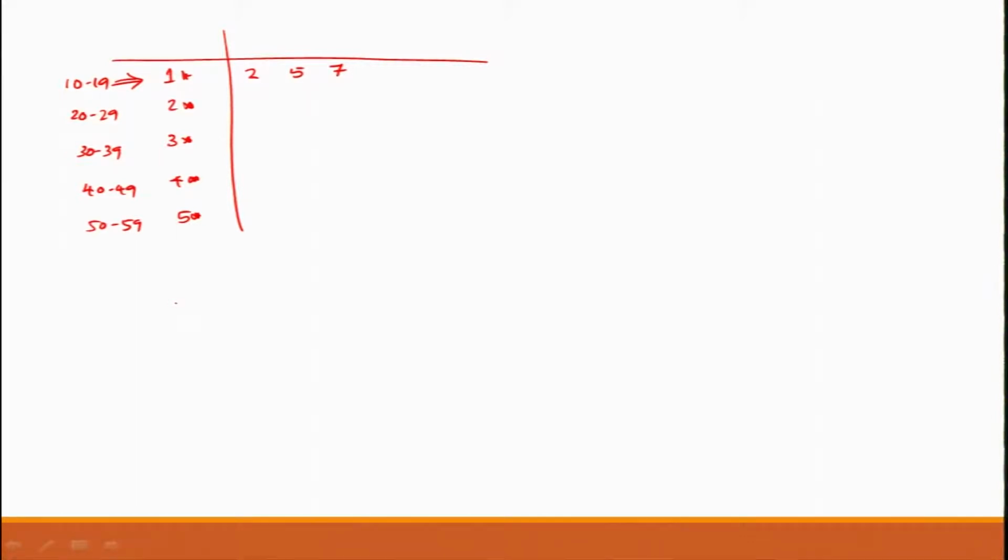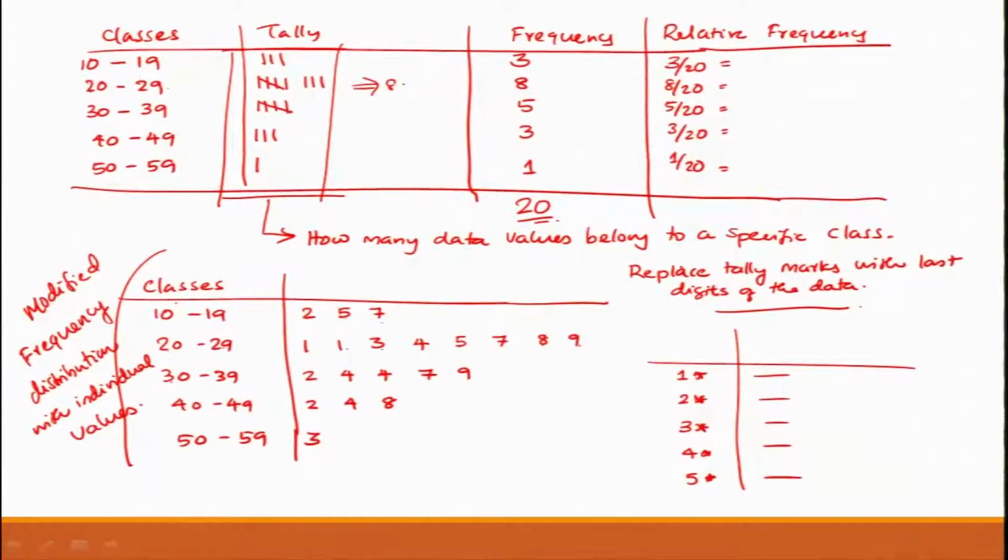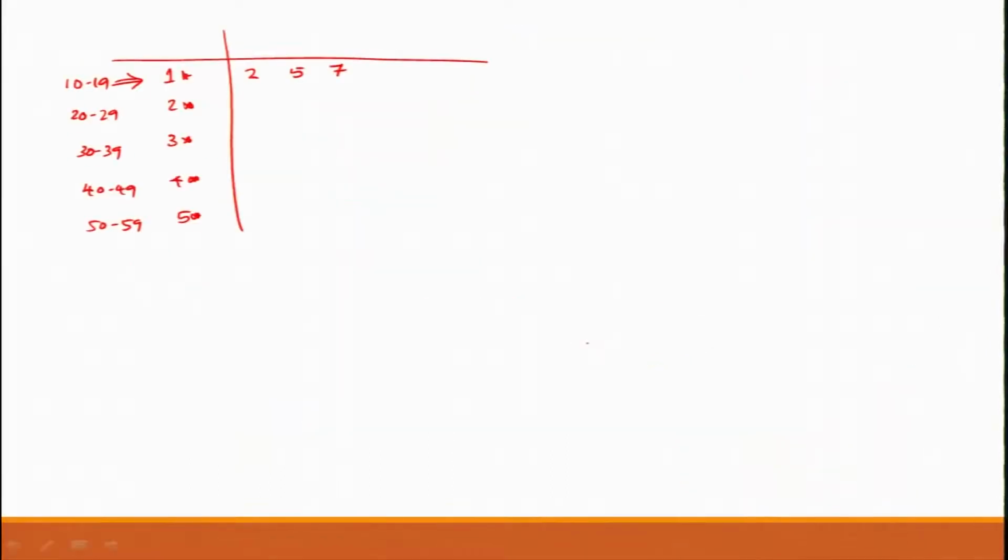Okay. Similarly, if you look at the previous case, you will see that 1, 1, 3, 4, 5, 7, 8, 9 is the next one. Okay. So we write it the same way. So it is 1, 1, 3, 4, 5, 7, 8, 9. So this means these values are 21, 21, 23, 24, 25, 27, 28, and 29. So you can see that you are not losing any of the information as part of this.